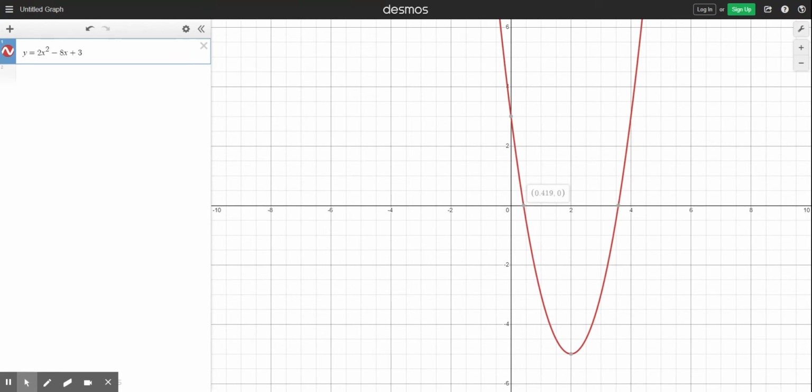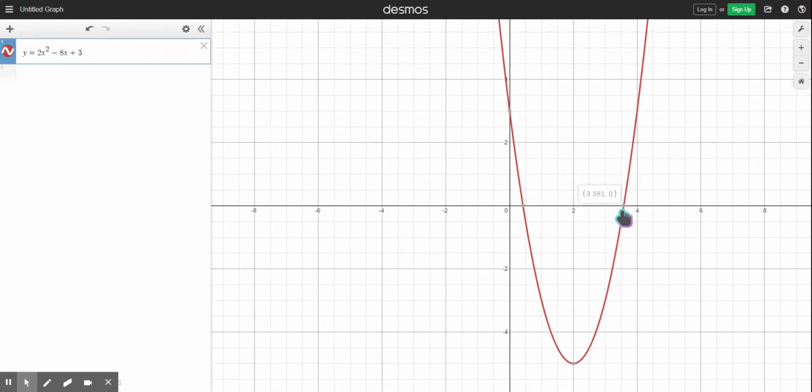0.419. I'm going to write that on my paper so I don't forget. (0.419, 0). And then the other one right here, (3.581, 0). So you can see the zeros are not always nice, pretty numbers. These are actually going to most likely be decimal approximations most of the time for quadratics, okay, unless they just happen to be nice numbers, but you can just use decimals to find them right there.